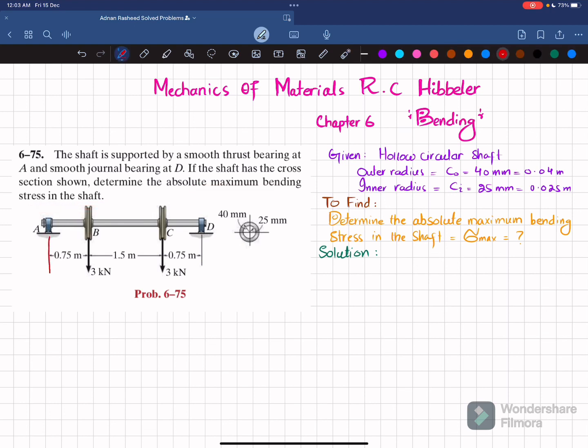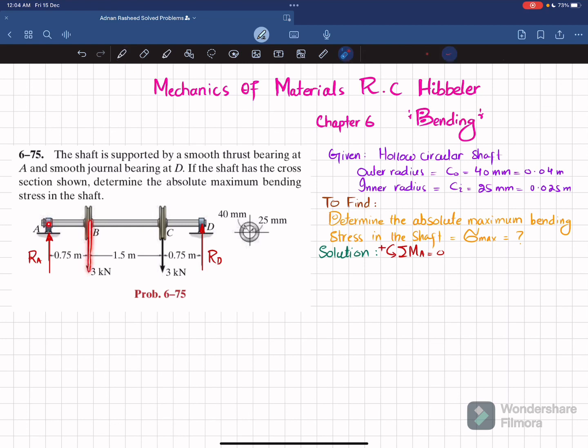So the first step is that if you remove this smooth thrust bearing, you will have a reaction force exerted by this bearing on the shaft, which is equal to Ra. And if you remove this smooth general bearing at D, it will apply a reaction force Rd on the shaft. So we'll find this Ra and Rd by using equations of equilibrium. The first equation of equilibrium is that the sum of all moments about point A is equal to 0, taking the counterclockwise moment as positive.